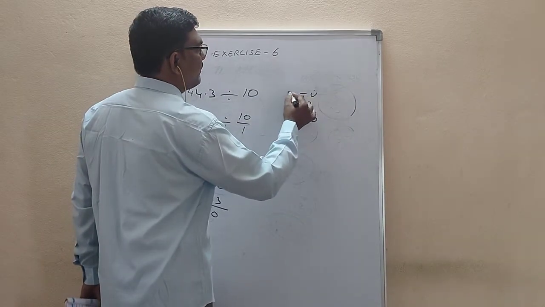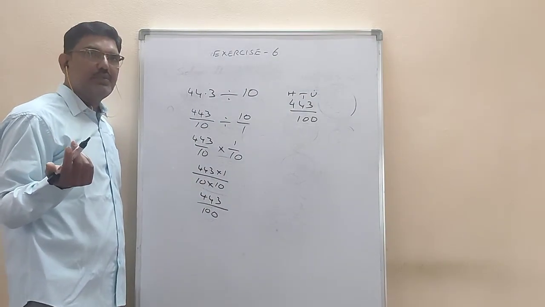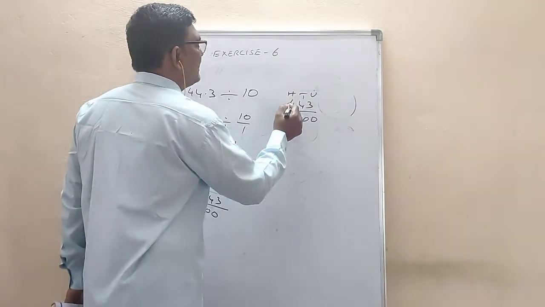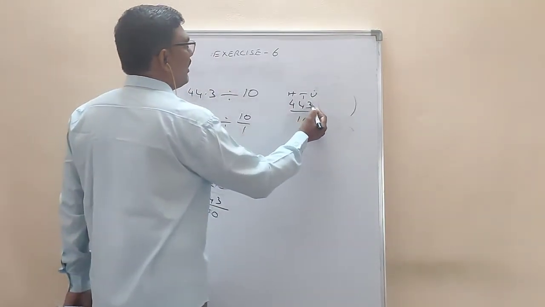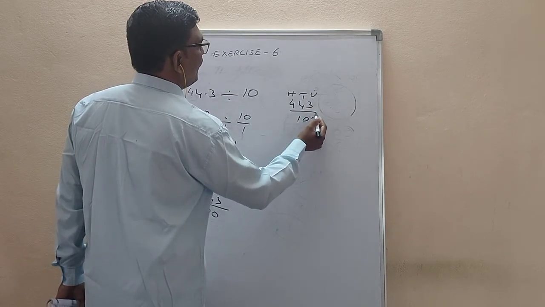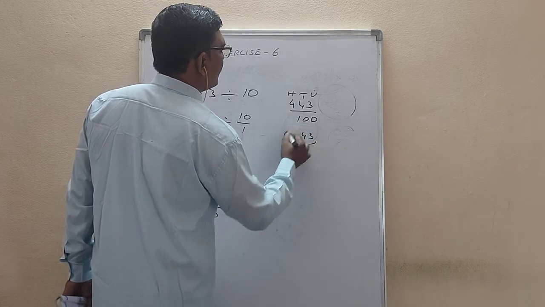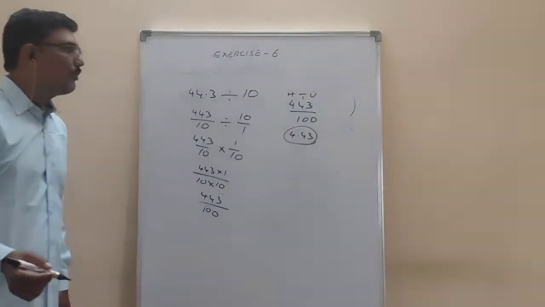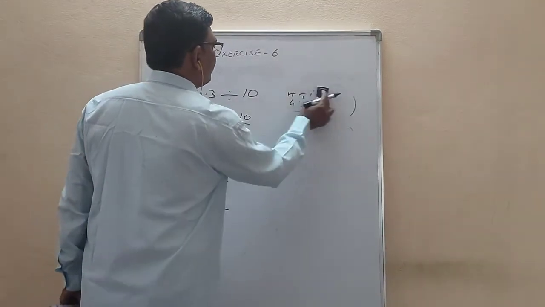Units place, tens place, hundreds place. From where are you counting? From the units place only you will count. No one will count hundreds place, tens place, units place like that. So you have to count here: units, tens. So before 2 digits means it is 4.43. Like this we can do it.